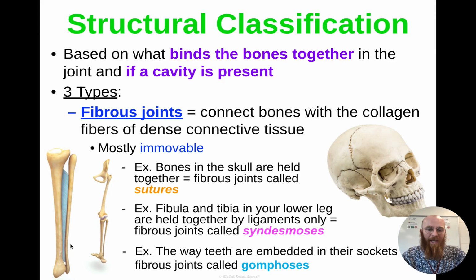And then the way in which your teeth are actually embedded in their sockets, those are fibrous joints, and those are called gomphoses, okay? So really what I need you to take from this in terms of the general type is the fact that these are fibrous joints that are highly stable and very immovable.